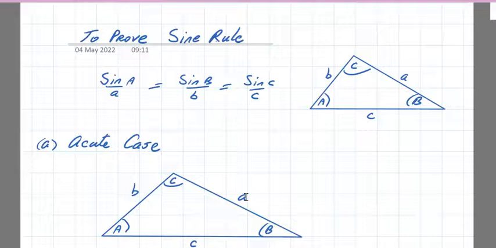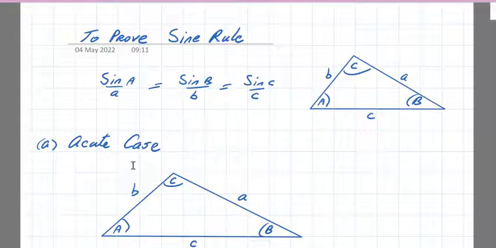So in this video, I'm going to prove the sine rule, and the sine rule says the following: if you've got a triangle ABC like this with the three angles A, B, C, and the opposite sides are a, b, and c, well then the sine of A over a is the sine of B over b equals the sine of C over c. And there's two stages to the proof.